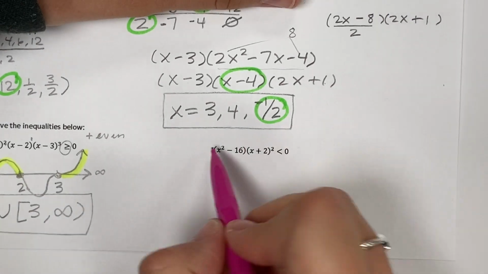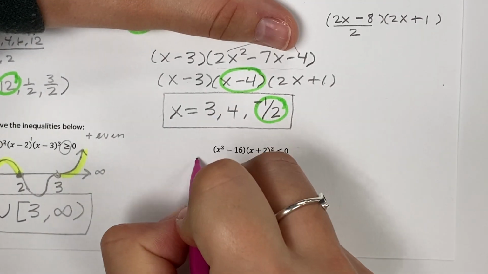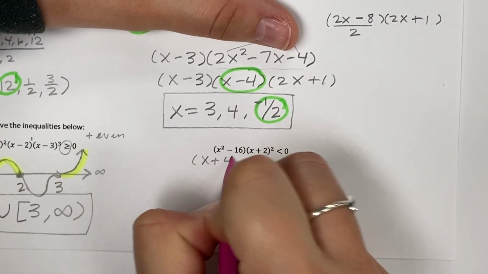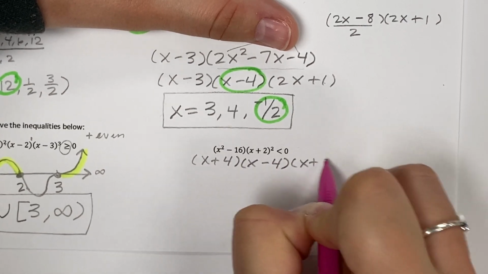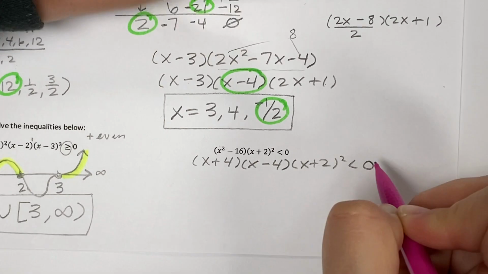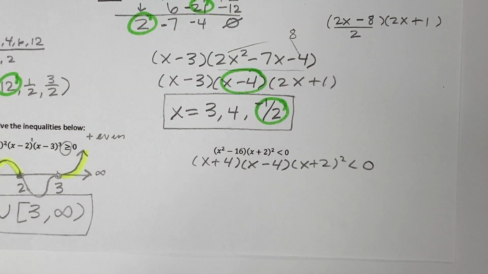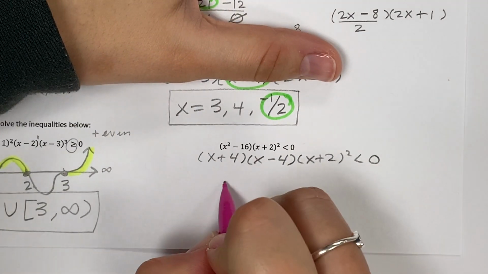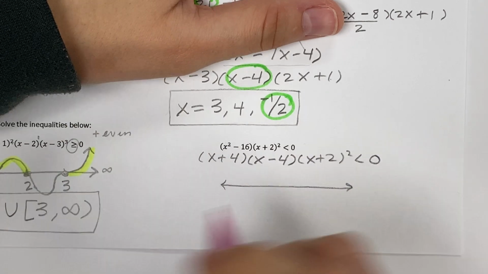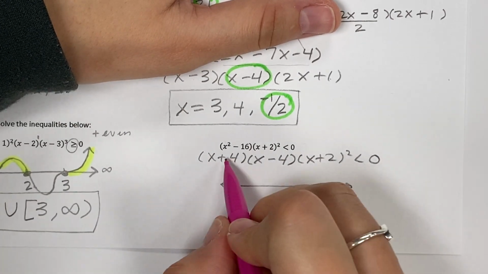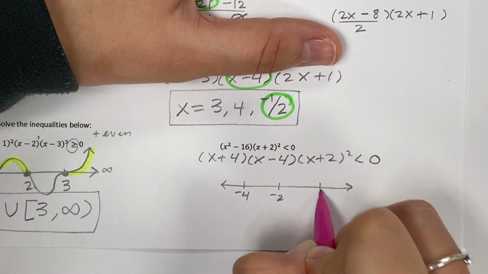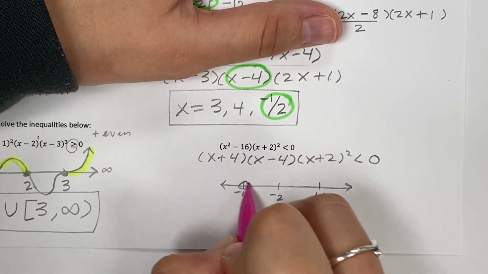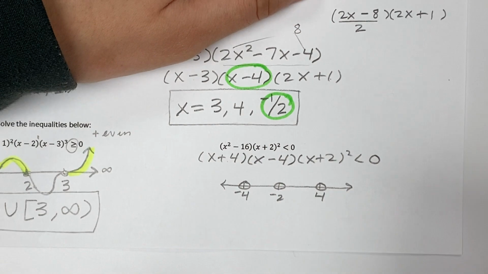Last one. We do have to factor this piece. X squared minus 16 is x plus 4, x minus 4. And then we still have x plus 2 squared is less than 0. Let's go to our x-axis. We have -4 and -2 and positive 4. These are all open points because it's just less than.